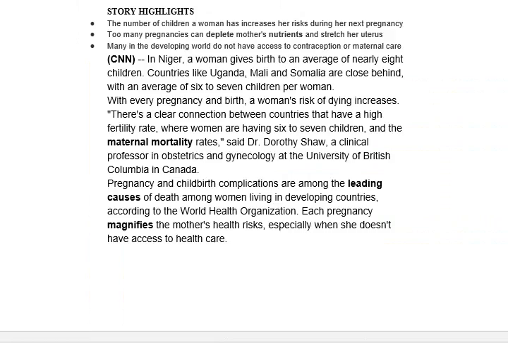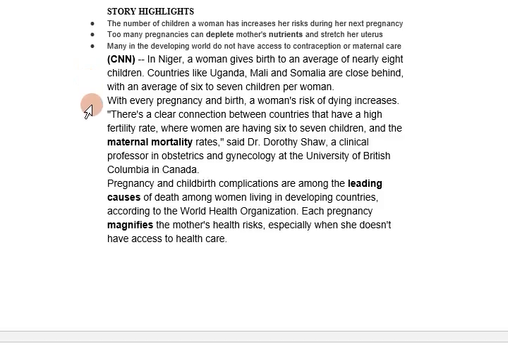Story highlights: the number of children a woman has increases her risk during her next pregnancy. Too many pregnancies can deplete a mother's nutrients and stretch her uterus. Many in the developing world do not have access to contraception or maternal care. CNN. In Niger, a woman gives birth to an average of nearly 8 children. Countries like Uganda, Mali, and Somalia are close behind, with an average of 6 to 7 children per woman.